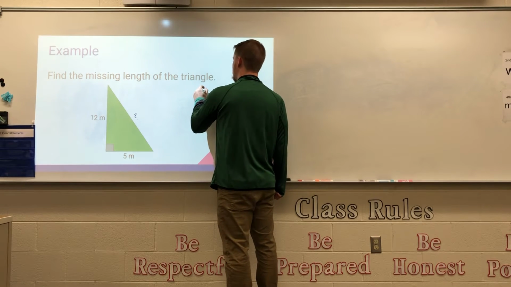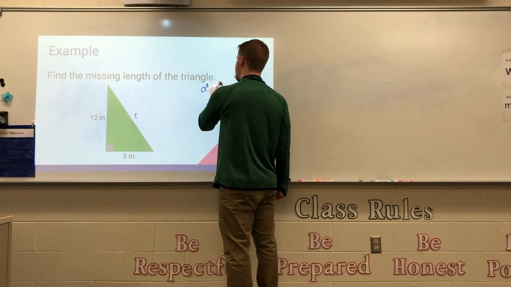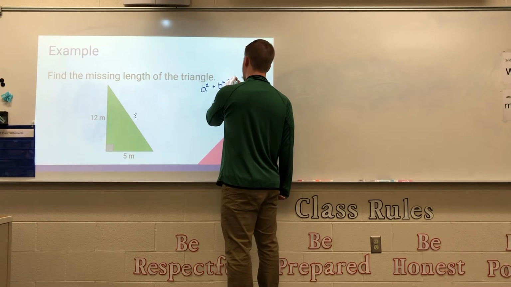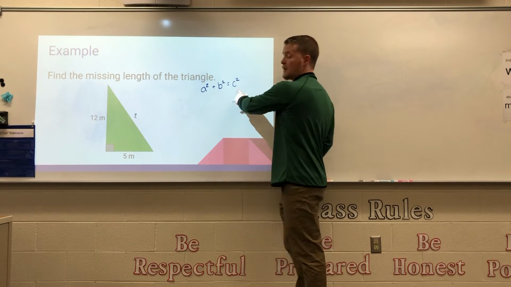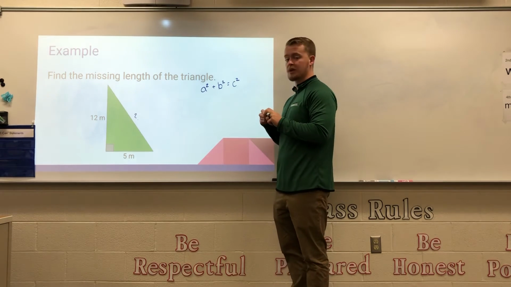So in the Pythagorean Theorem, A squared plus B squared equals C squared, we're trying to find C. So what we have to do is plug in the information we're given.